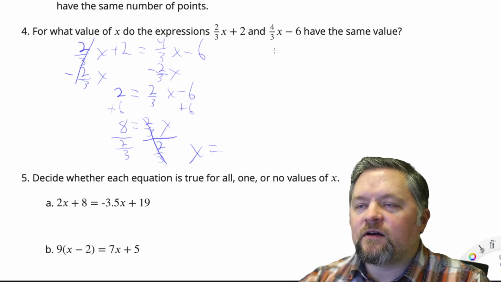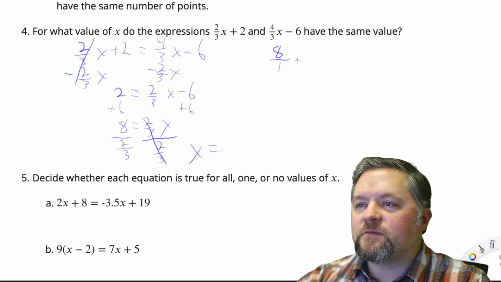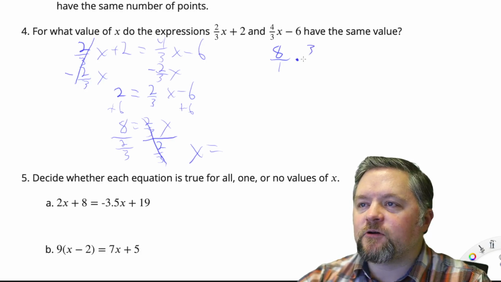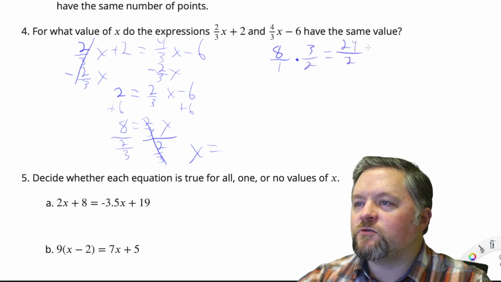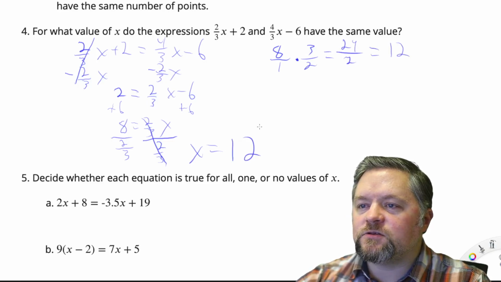I don't know that off the top of my head, but I know that 8 over 1, dividing by a fraction means multiplying by the reciprocal, would be 8 times 3 is 24, over 1 times 2 is 2. 24 divided by 2 is 12. X equals 12.